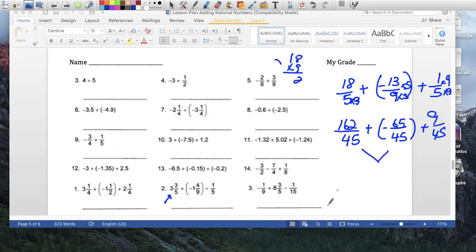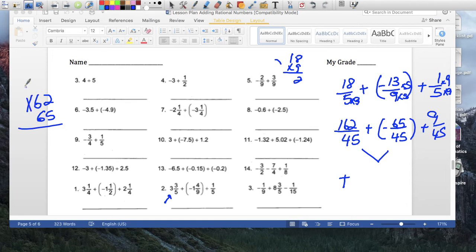Let's do these two first. 162 positive plus negative 65 over 45. I know there's more positive numbers, a larger one, right? My answer is going to be positive. And let's find the difference between 162 and 65. Let's subtract these two, and you're going to get 93, I believe.